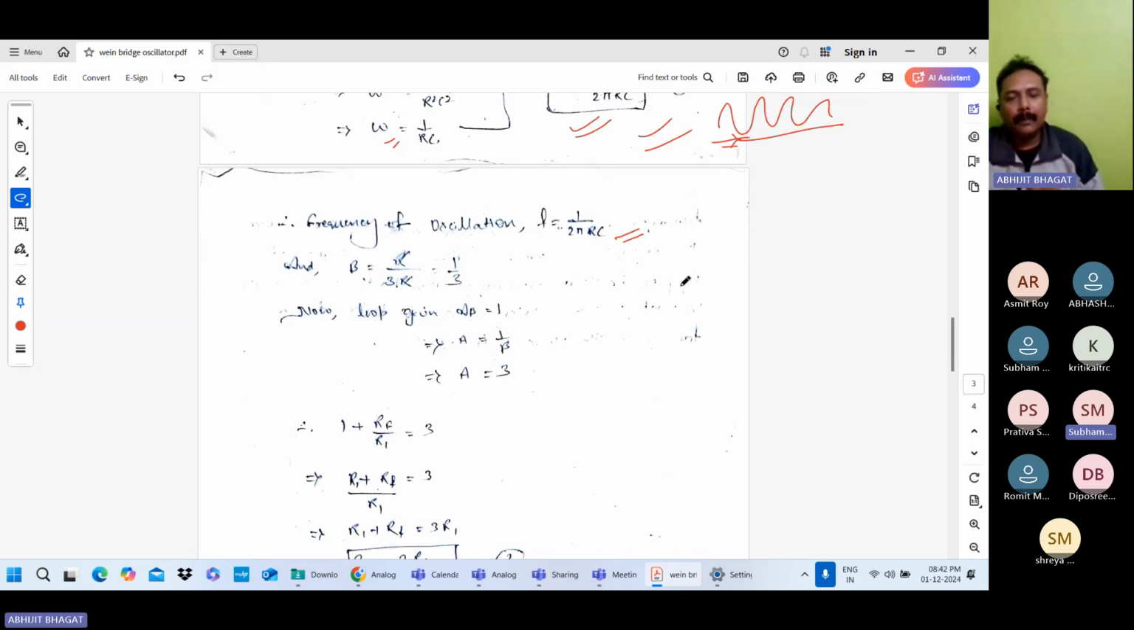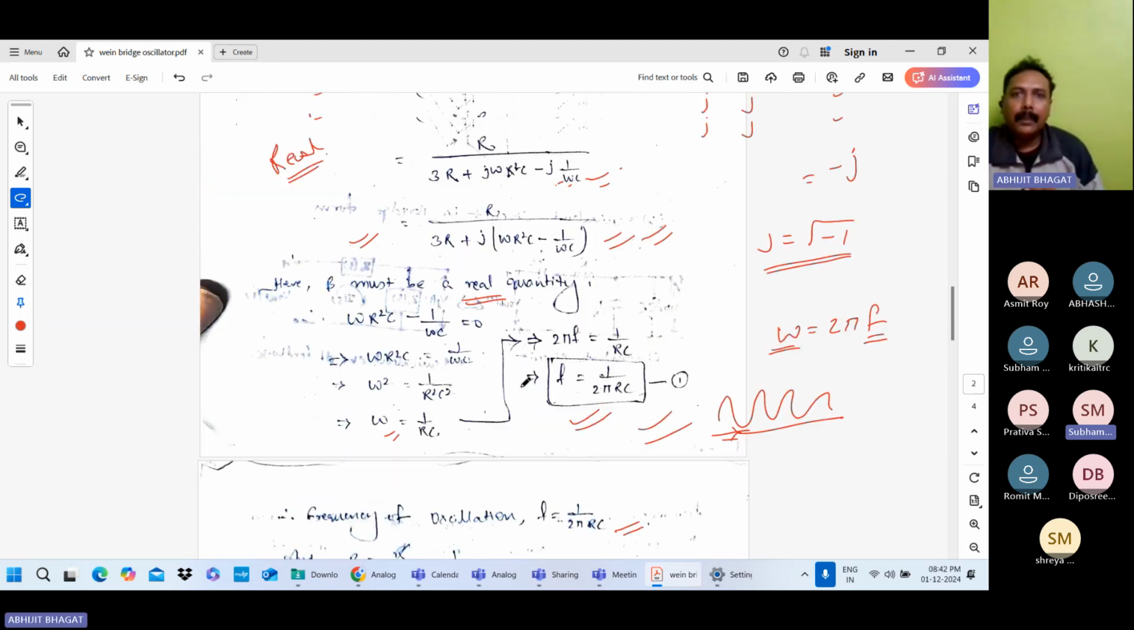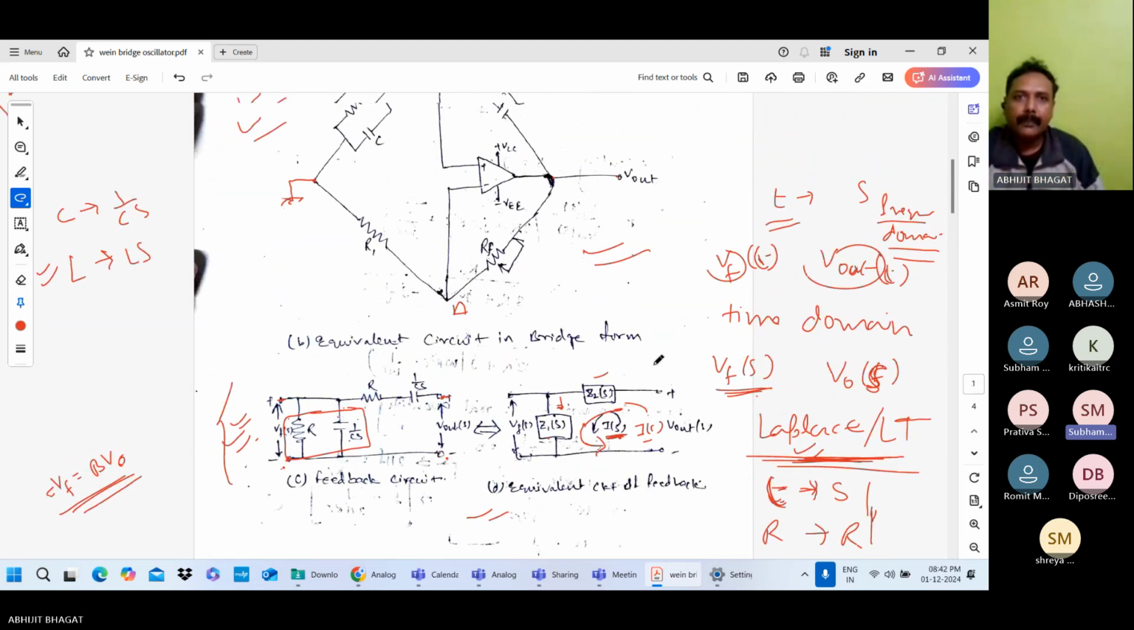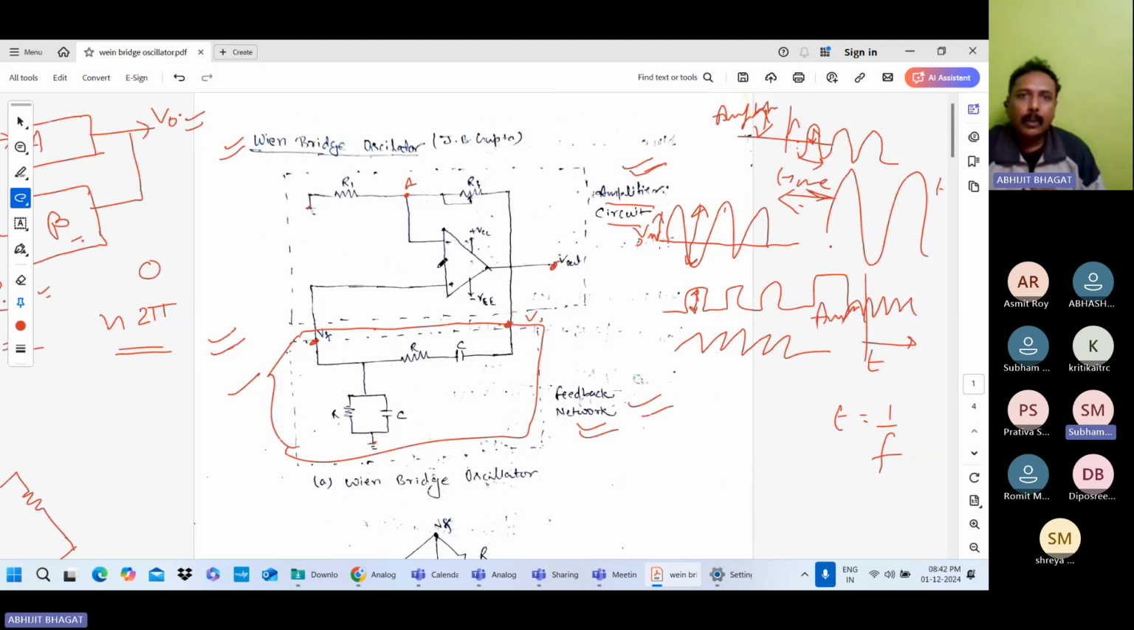Next, we know for oscillation from the Barkhausen criteria, A beta equal to 1. So from this, A equal to 1 by beta, beta equal to 1 by 3. So here A is equal to 3. So you are getting the amplification. Now you can see in the circuit here, this negative terminal is connected to ground.